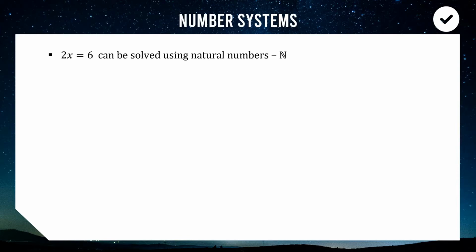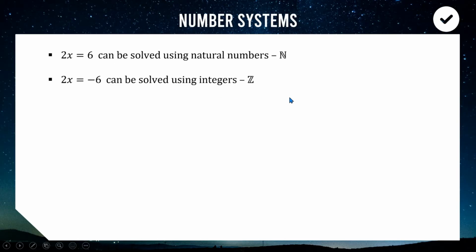Okay, then in year 7, you would have extended the natural numbers to include negative numbers. So the set that includes both positive and negative whole numbers, we call it the integers, and it's represented by a capital Z. So to solve this equation on the left here, we need the whole number x equals minus 3, so we need integers.